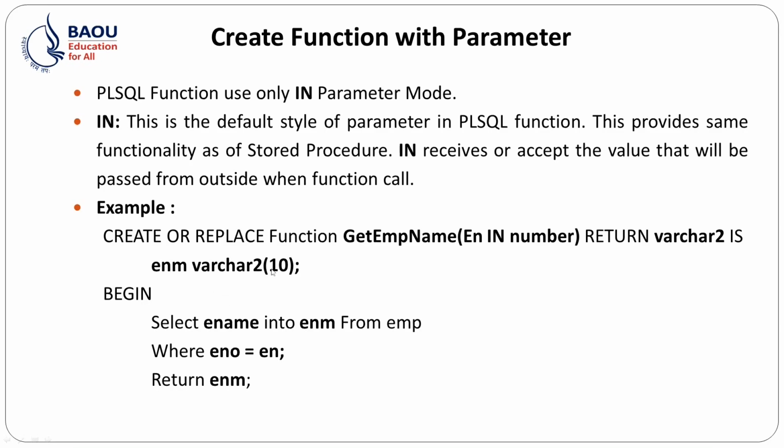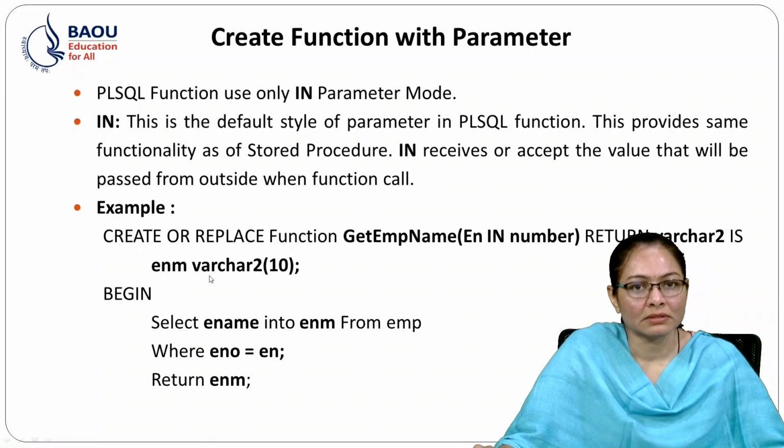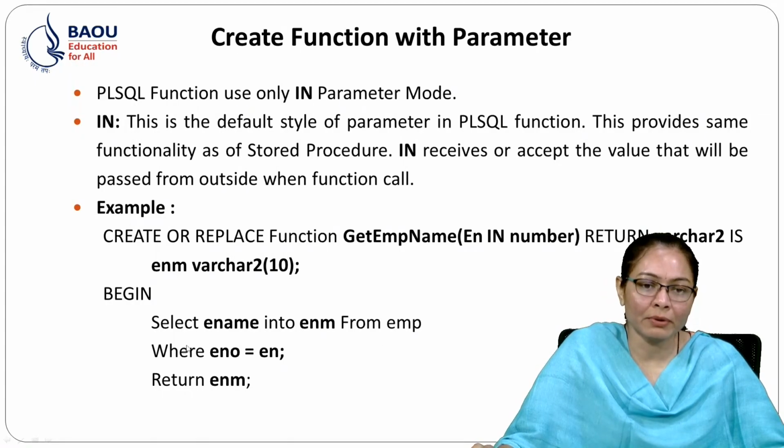And this data type and size is matched with the table column name. So employee name is the column name. Its value is stored in an ENM variable. Now from the employee table, where E number is the column name, here E name is the variable name.